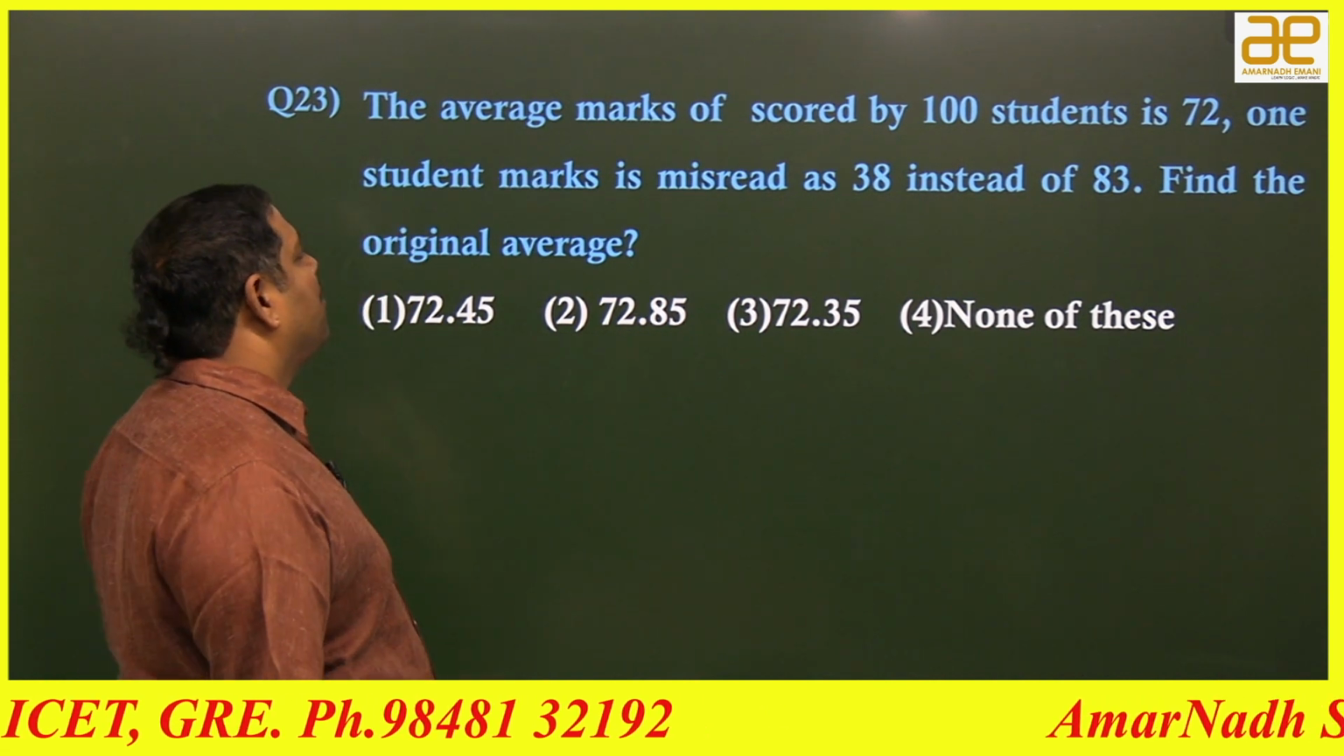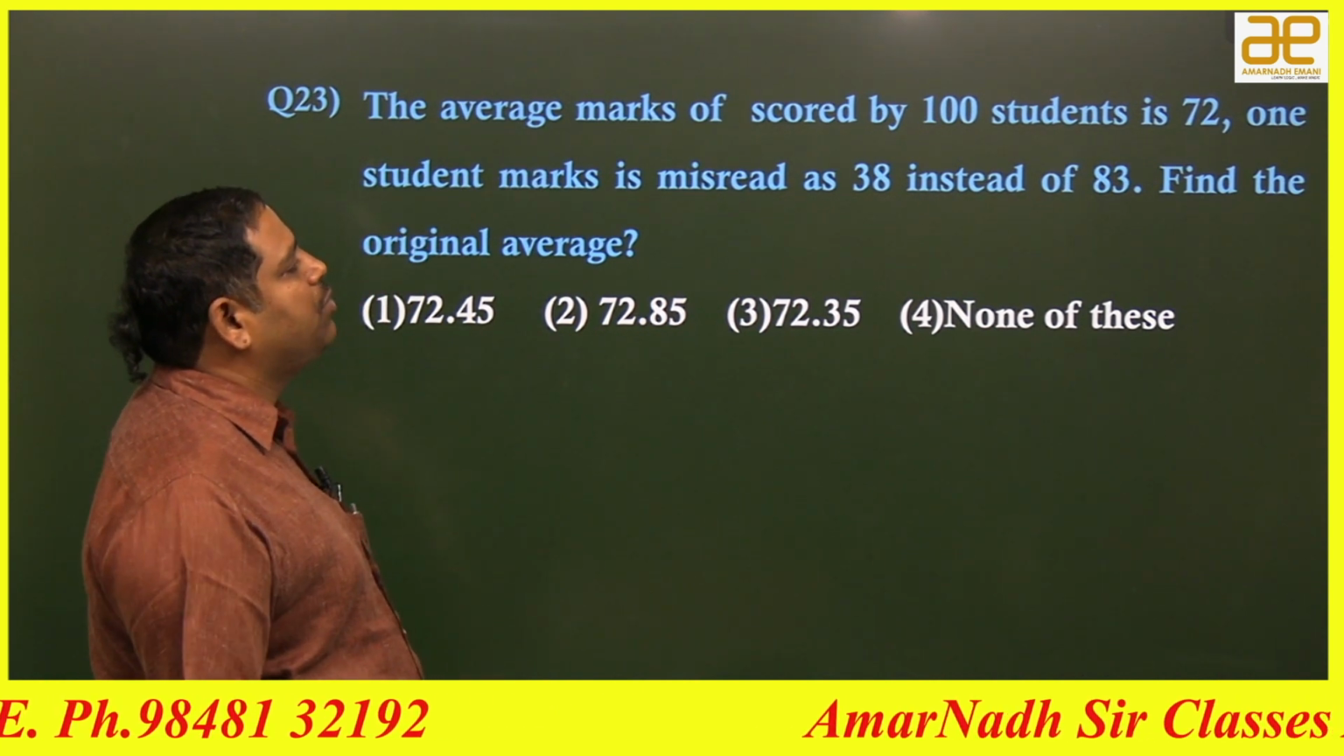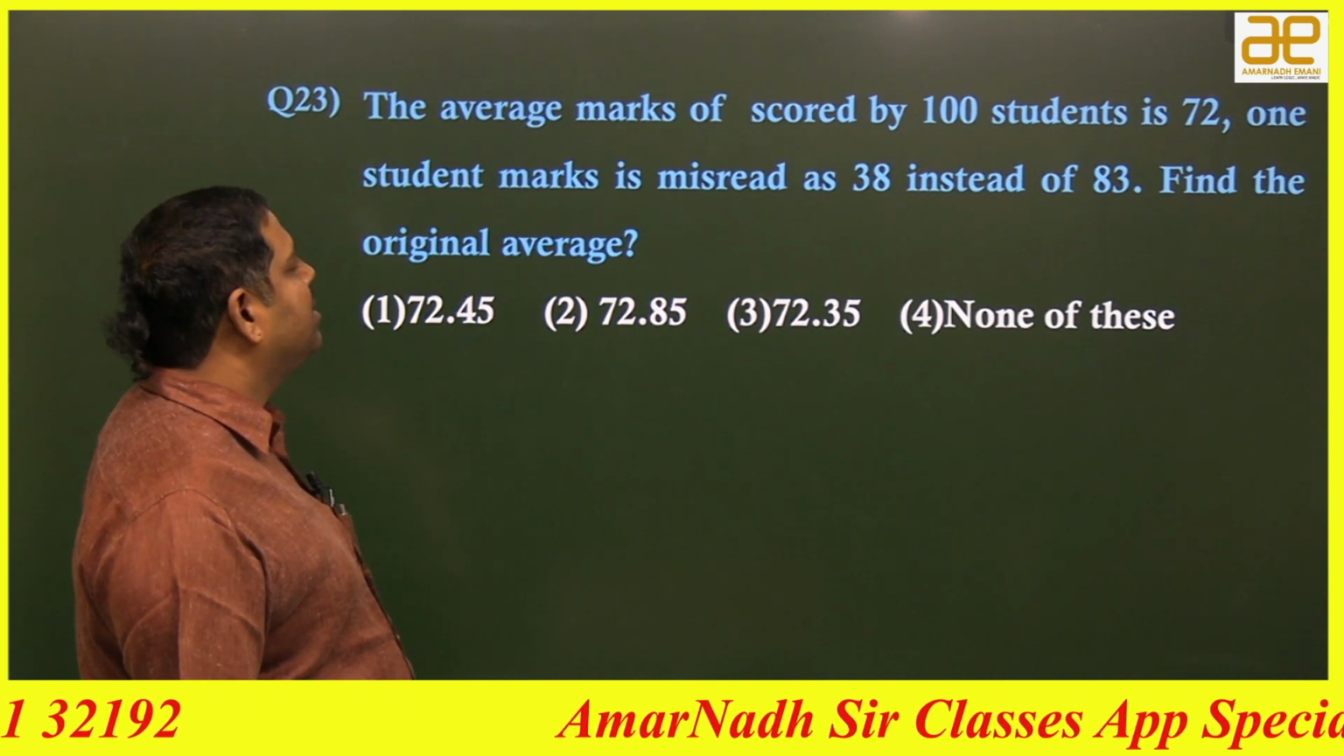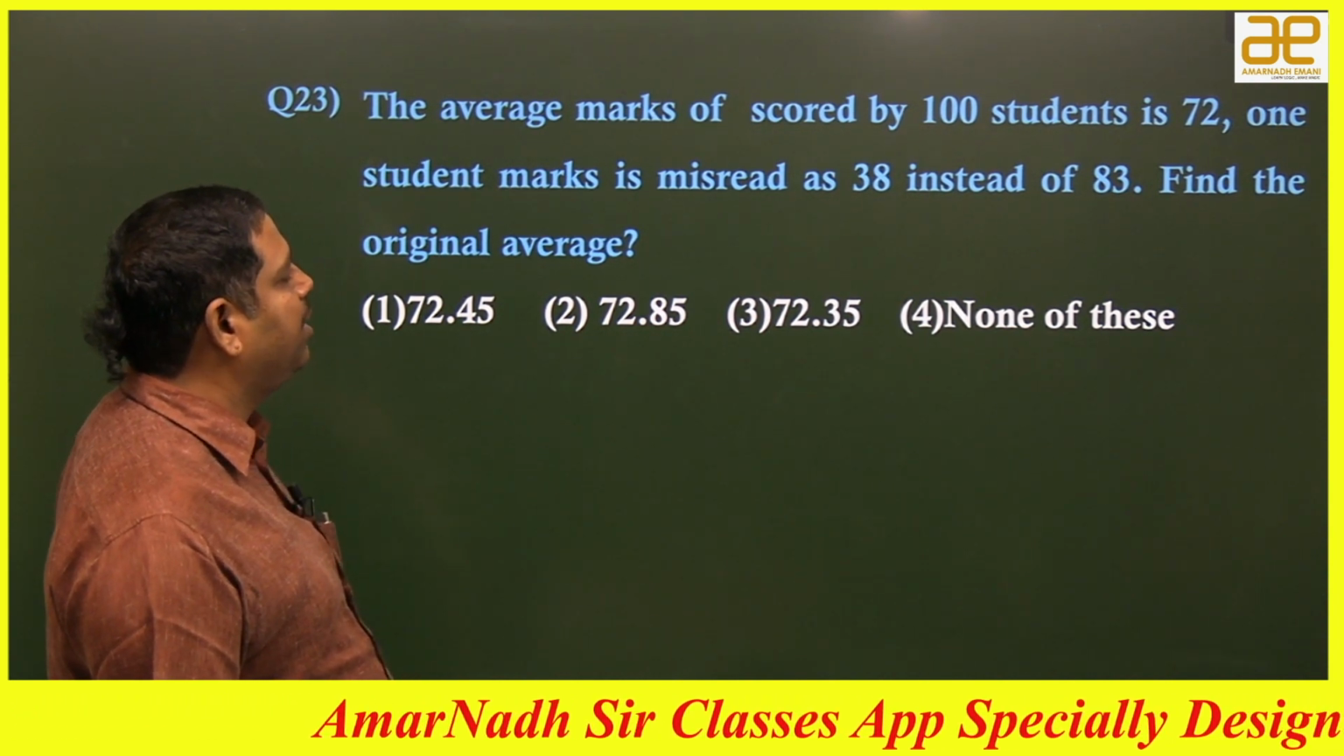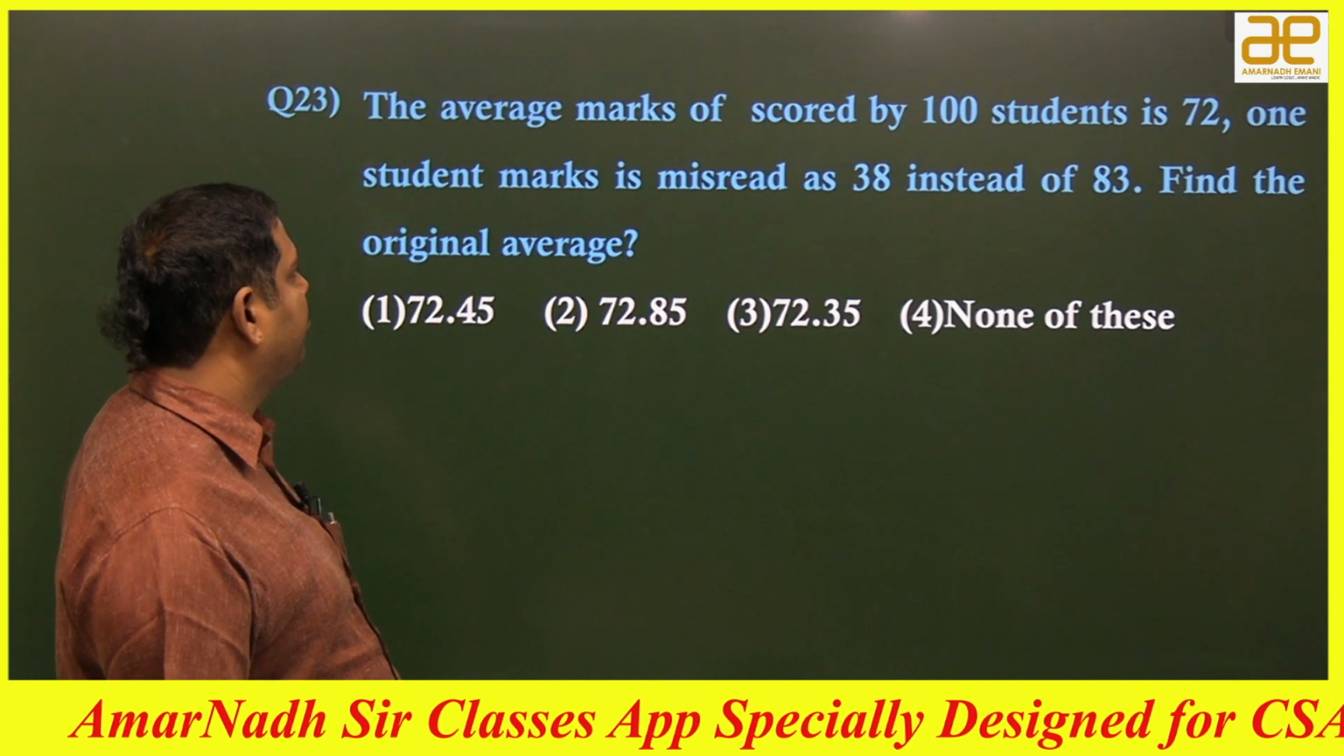Let's go for the next one. The average marks scored by 100 students is 72. One student's marks are misread as 38 instead of 83. Find the original average.